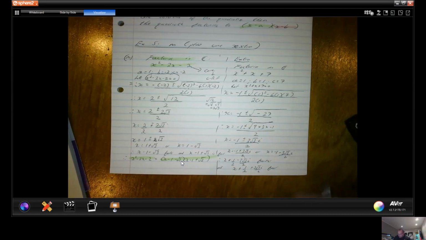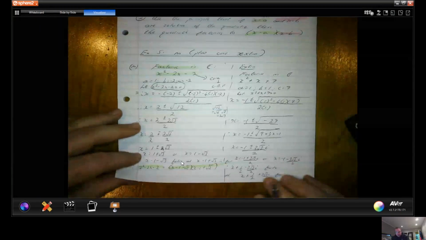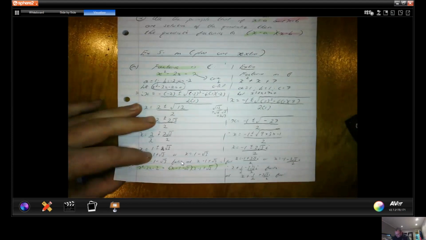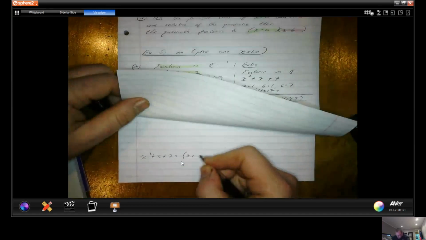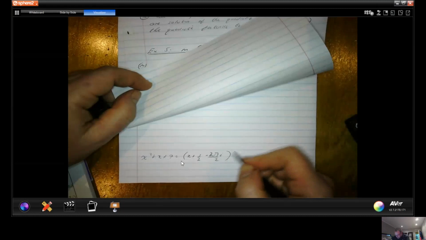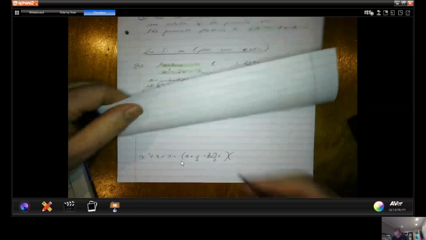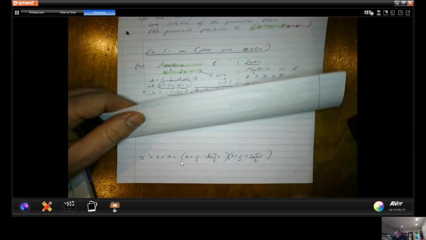Okay? So in other words, this thing could be factorized. I'm just going to have to go over here. So x squared plus x plus 7 can be factorized to, well, there's your one factor, x plus a half minus 3 root 3i over 2, times, here's your other factor, x plus a half plus 3 root 3i over 2.